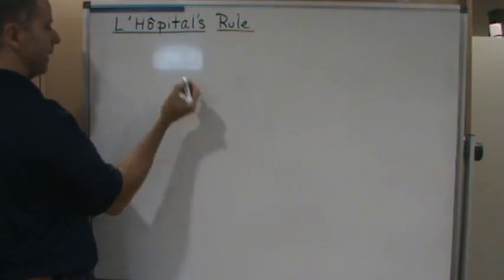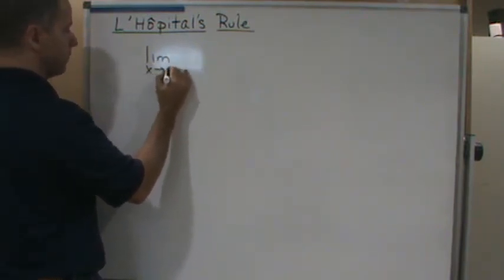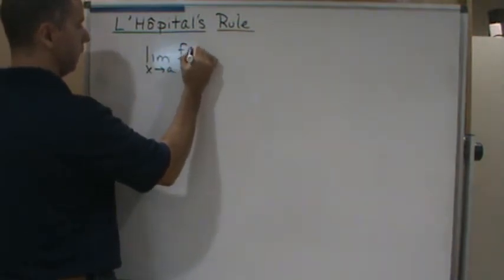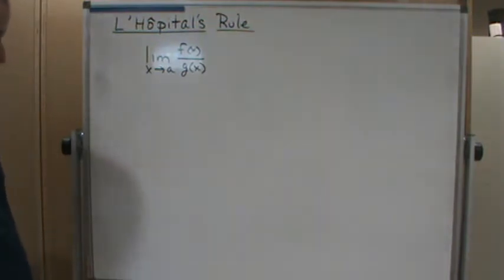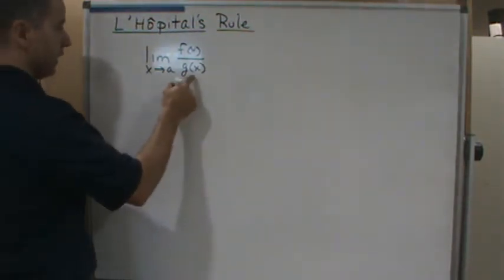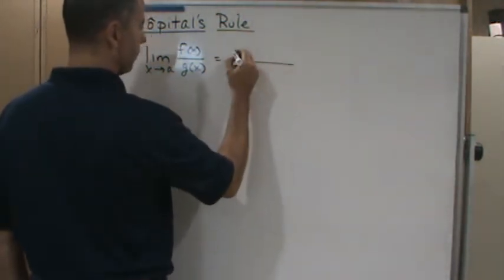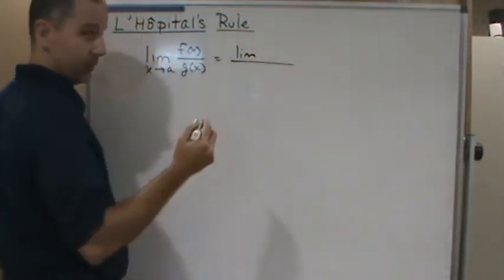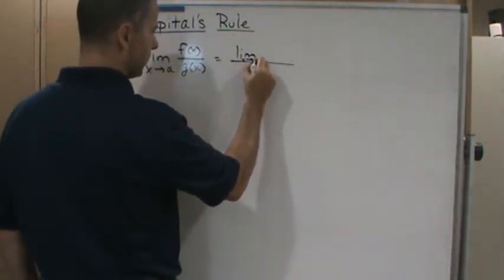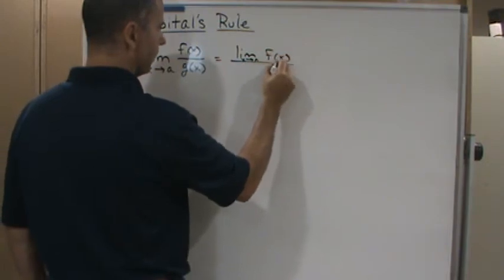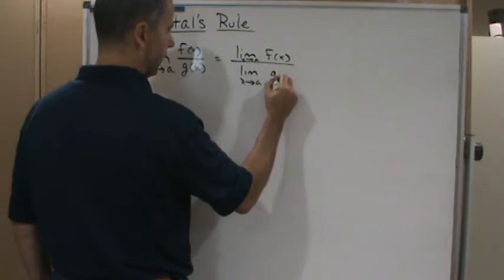Okay, so when we had a quotient of functions and we want to take the limit as x approaches a of f of x over g of x, right? And given that those functions were continuous and g was not equal to 0, we could write this as a quotient of limits, using the limit laws. And so we would do the limit as x approaches a of f of x over the limit as x approaches a of g of x.